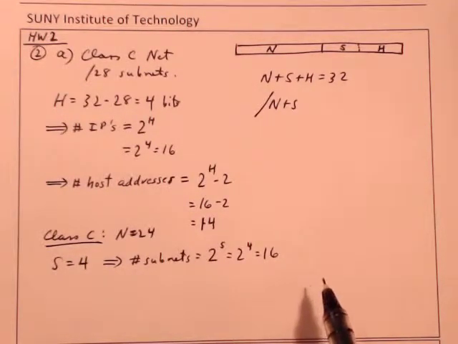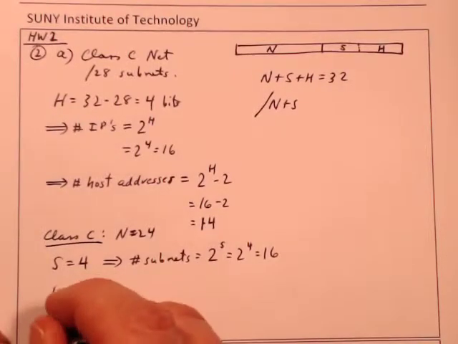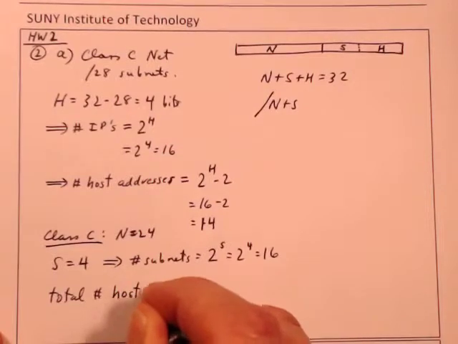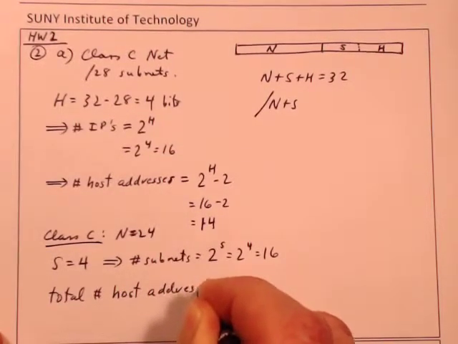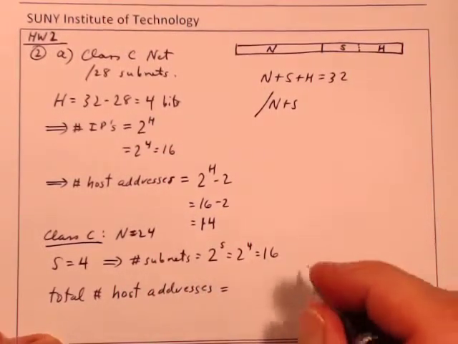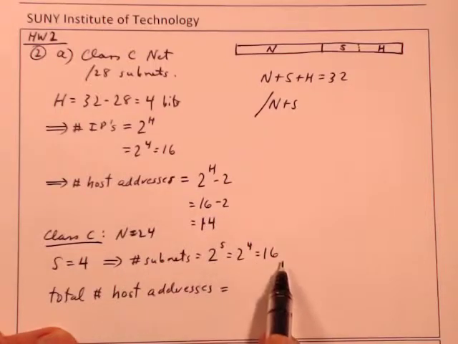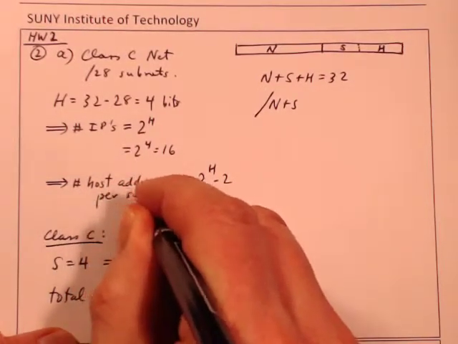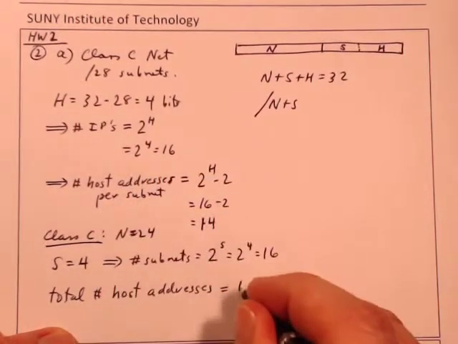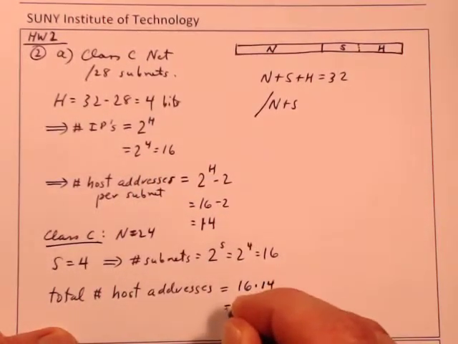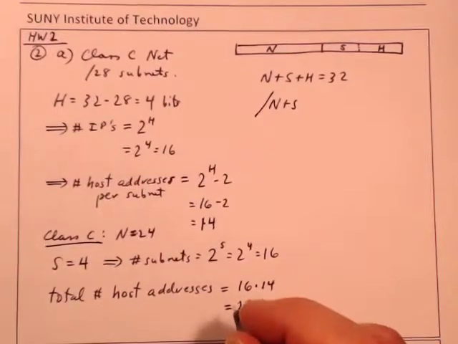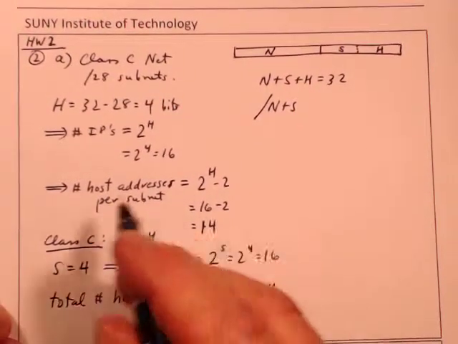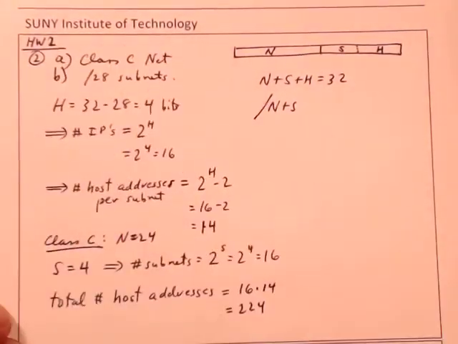B also wants the total number of host addresses. The total number of host addresses is the number of subnets times the number of host addresses per subnet, which is 16 times 14, which is 224, I believe. Yeah. So that answers parts A and B.